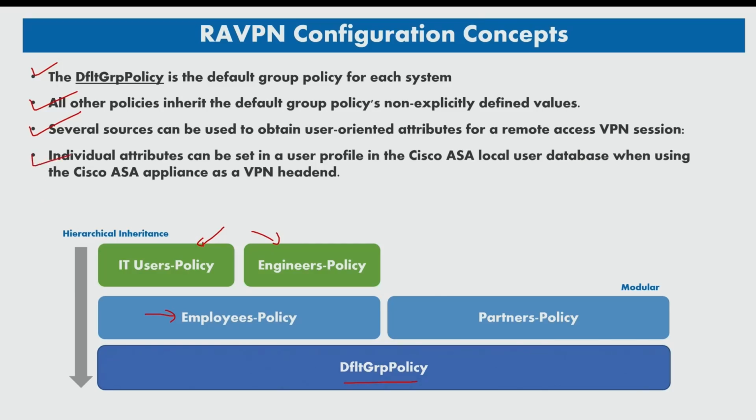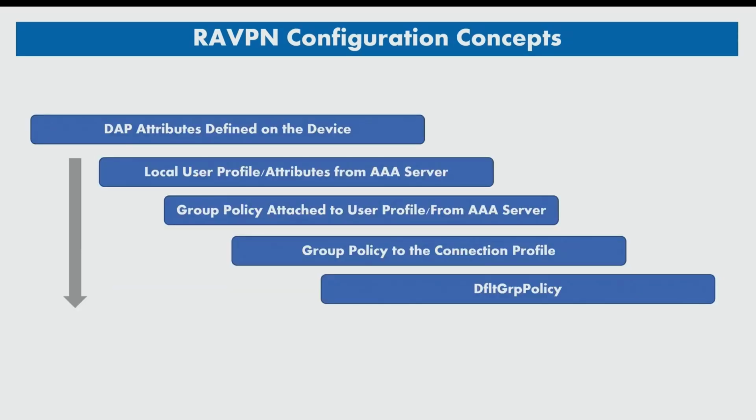Also, individual attributes can be set in a user profile in the Cisco ASA local user database when using the Cisco ASA appliance as a VPN headend. The connection profile can be given a group policy. This method is useful when you need to apply the same policy to all users connecting to the VPN.